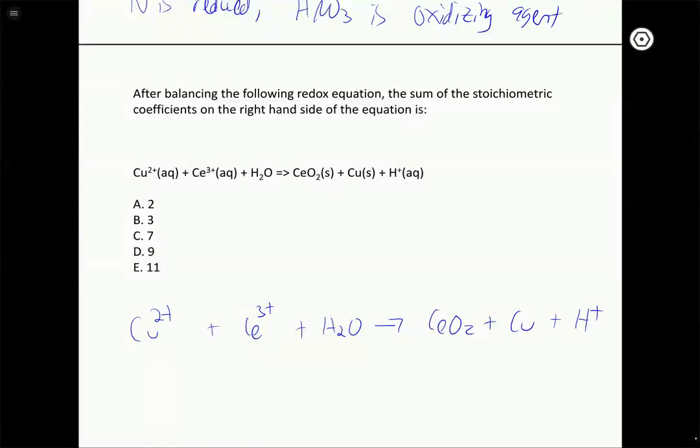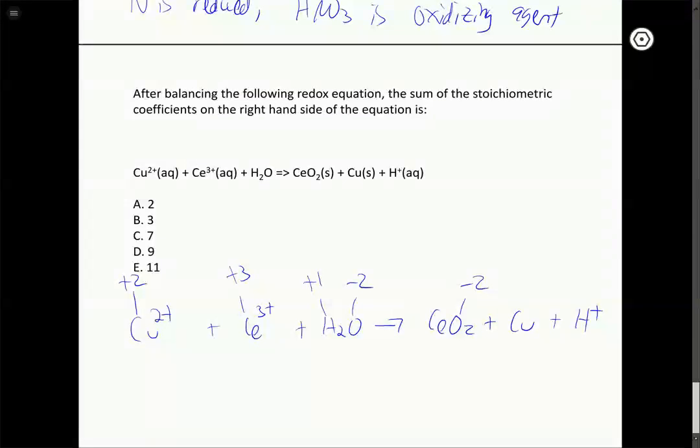For this one we're going to have to balance the redox reaction, and so we assign oxidation numbers first: +2 for copper, +3 for cerium. They're ions by themselves. Water is always +1 and -2. If we go to the product side, if oxygen is -2, cerium has to be +4 to balance the charge. Copper by itself is an element, so it's 0. Hydrogen, H+ by itself is an ion, so it's +1. So those are the oxidation numbers which we need.